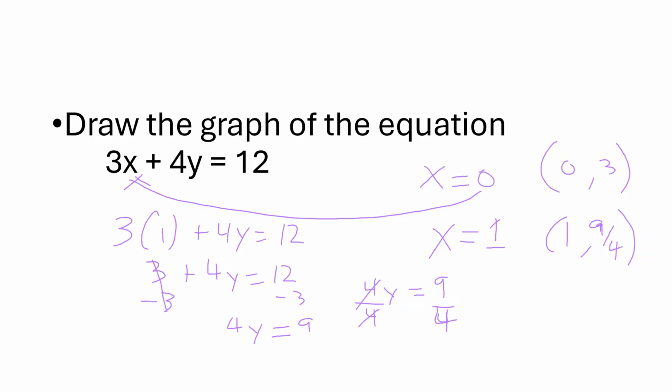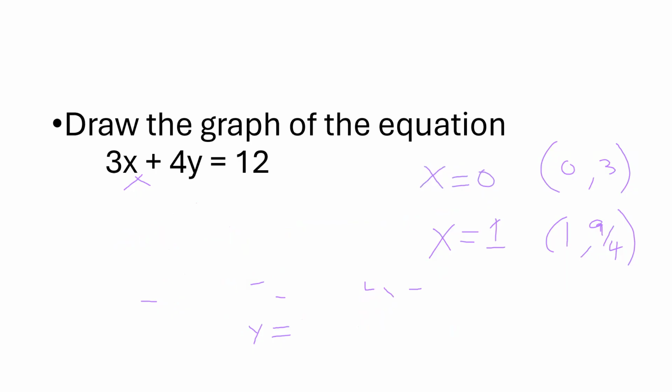So I've got 2 points. Now I can repeat this with different numbers for x to get the corresponding y values. The more points I get, the easier it's going to be for me to draw the line. So far I've got 2. I'm going to draw a plane here and then see if I can plot those points on there.